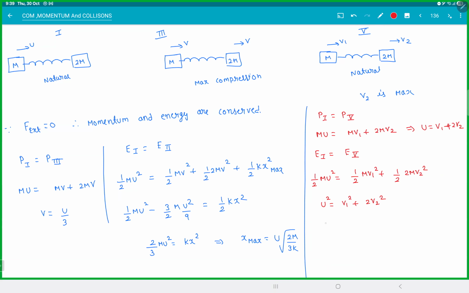So if you substitute that, we get u square minus v1 square will be u minus 2v2 whole square, it's 2v2 square. Expand this: u square minus u square minus 4v2 square plus 4uv2. U square goes off. That will be 6v2 square equals 4uv2, so v2 will be 2u by 3. Check. That is your maximum speed.